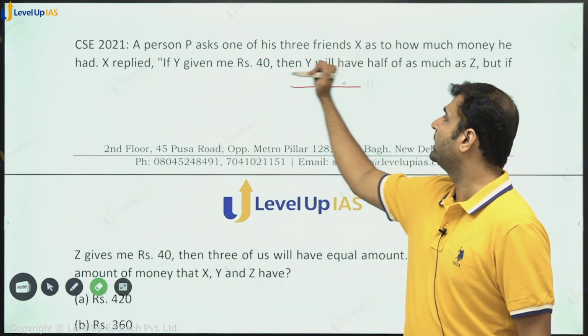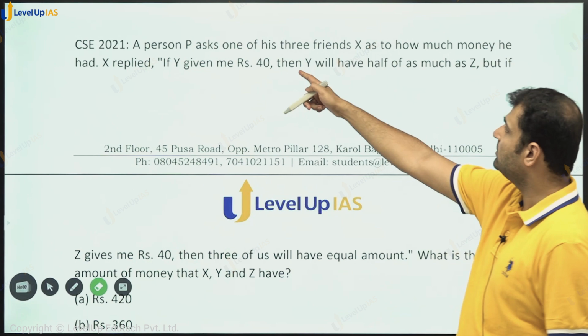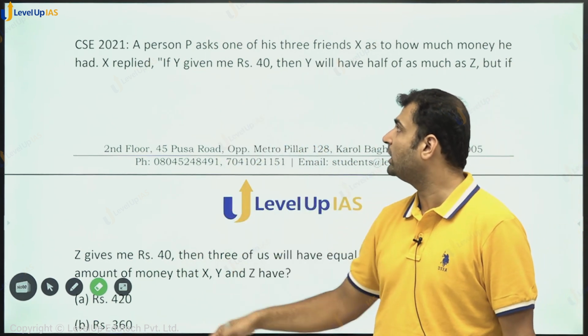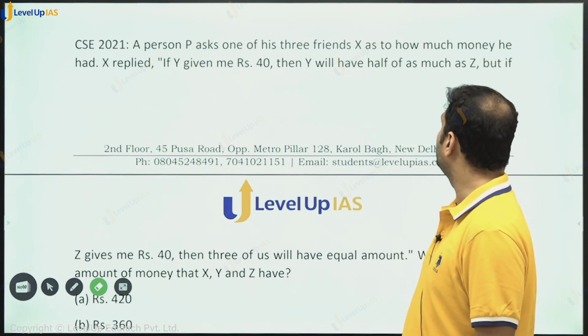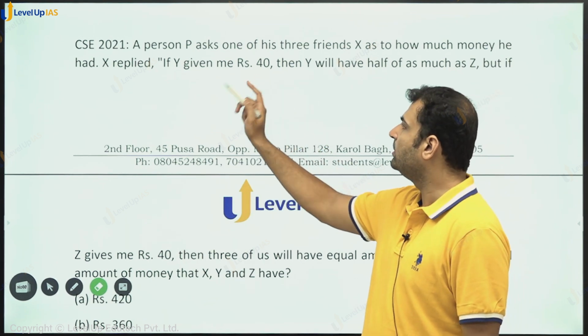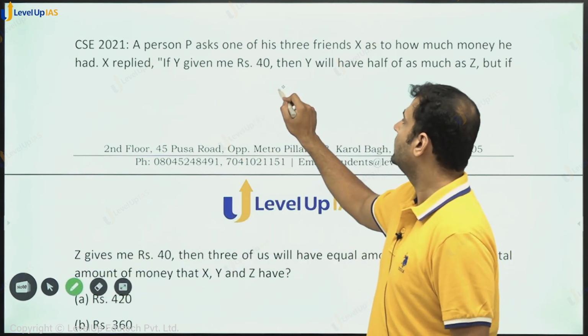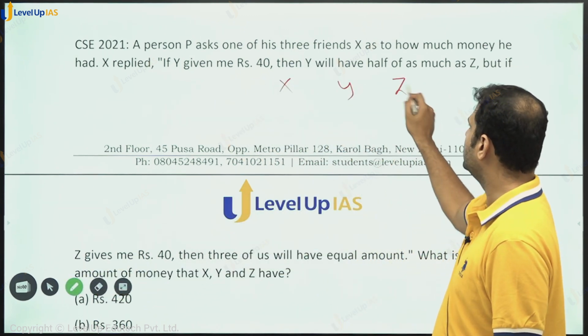Sometimes you don't need to complicate things. See, a person P asks one of his three friends X how much money he has. So X replies, if Y gives me 40... So there are how many people? There are X, Y and Z. क्या दिया है?